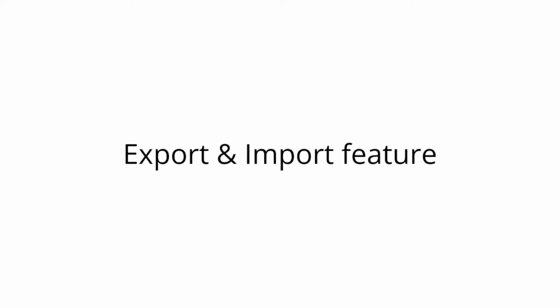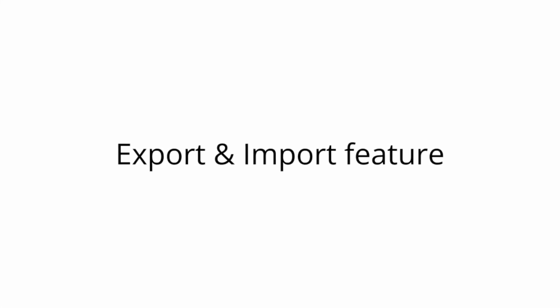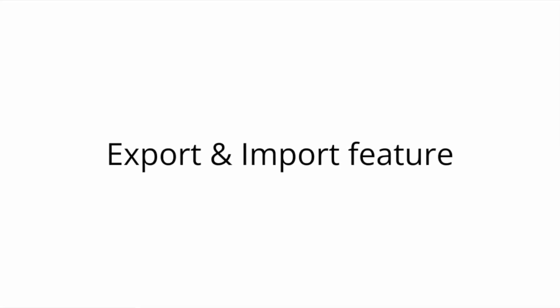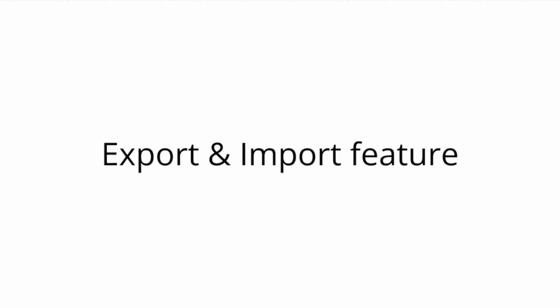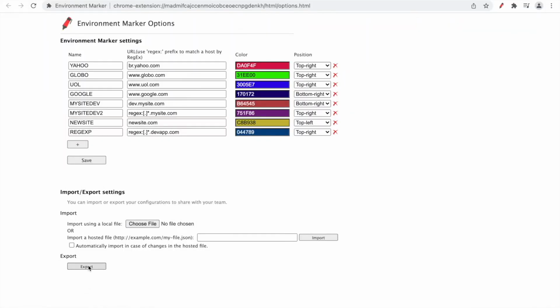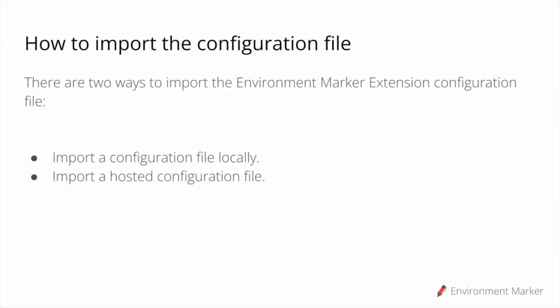For your convenience, the environment marker also supports export and import features. You can utilize the export feature to back up your configuration. After that, you can share it with your coworkers so they can utilize the import feature to replicate your configuration. When you use the export feature, your configuration will be saved to your computer in a file named envmarker.json. To use the export feature, all you need to do is go to the configuration page and click on the export button. A JSON file will be saved to your computer.